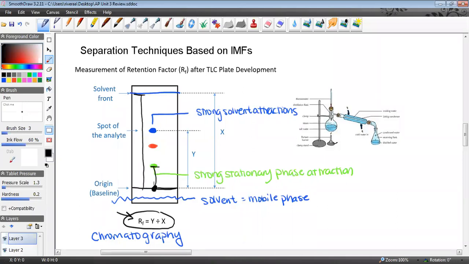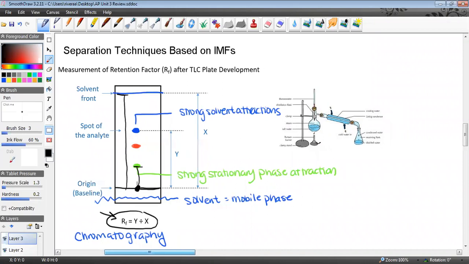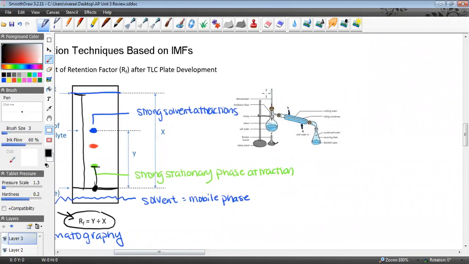Okay, so that's chromatography. The other, sorry, my diagram on this one is so small. The other separation technique that the AP exam would expect you to know about is distillation. So this was chromatography. This other one is a diagram of distillation. And this separates things, not based on their attraction to a mobile solvent. This is separation based on boiling point. Differences in boiling point or volatility.